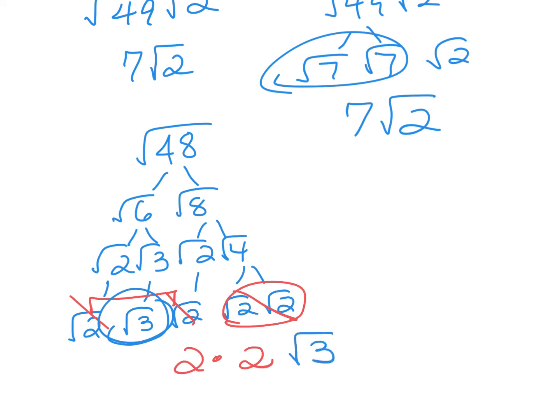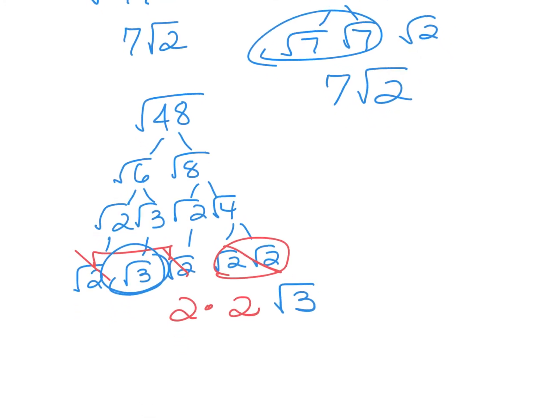so he stays underneath. Everything that came out of the radical, if there's more than one number, you'll multiply it together and then leave whatever's behind. If there were more than one number left under the radical that didn't pair, you would also multiply those as well. So we'll practice this again tomorrow.